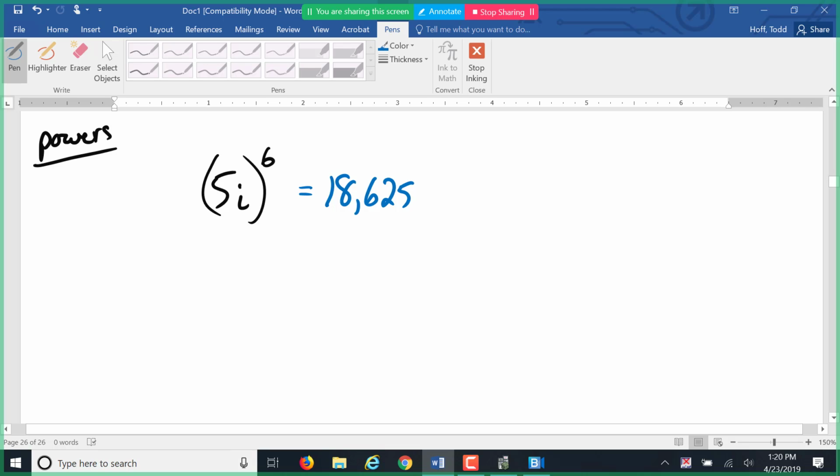I to the power of 6, however, remember we pull out 4s. I to the 6 can be written as I to the 4th times I to the 2nd. The I to the 4th, of course, is just 1. I to the 2nd, I squared, is negative 1. So this is 18,625 times negative 1, which is negative 18,625.